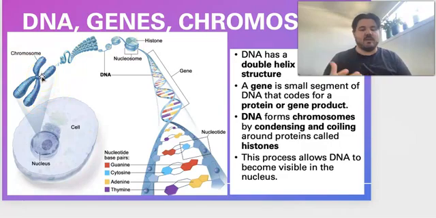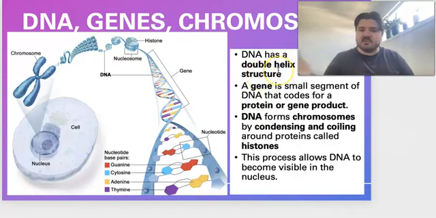Now the only time the DNA wants to form chromosomes is when we're looking at cell division. We're looking at dividing a cell into two new cells, and that's just to make sure that the transmission of information is done correctly, okay?